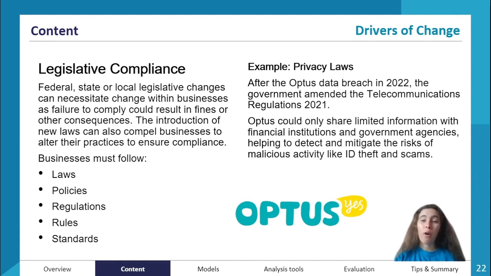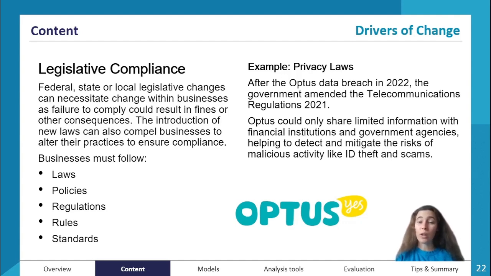Next up, our next driver of change is legislative compliance. So this one is pretty self-explanatory. When you have federal, state, or local changes in terms of legislation and laws, then businesses need to make sure they're changing accordingly. And if a business doesn't comply with those new laws, then of course you can have fines and a whole bunch of other consequences. So, new laws can also compel businesses to make sure they're altering their practices to comply. Laws, policies, regulations, rules, and standards are all words that we can use in this instance to describe things that businesses need to stay on top of.